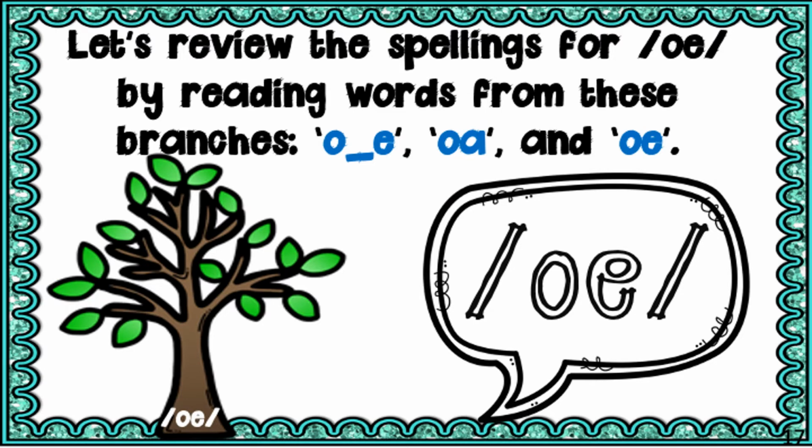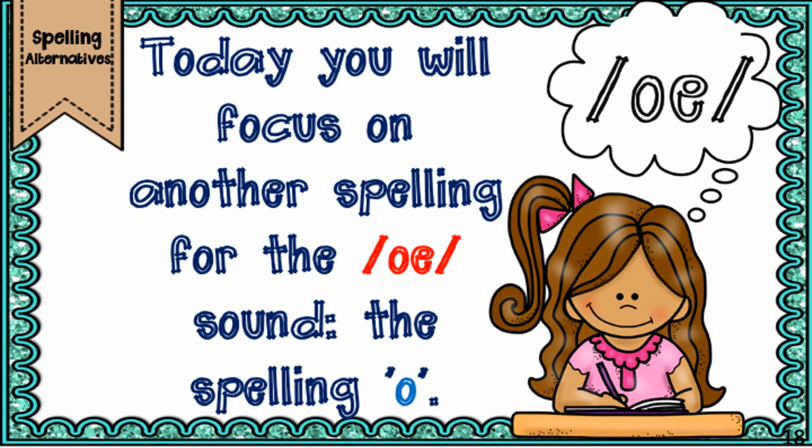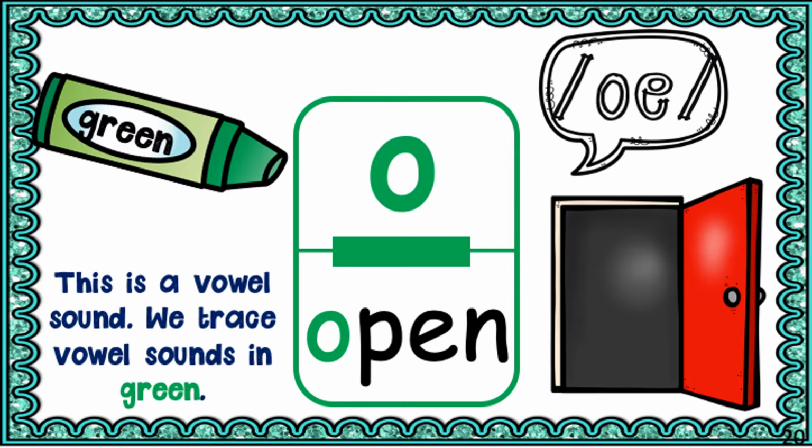Let's review the spelling for the O by reading words from these branches. O consonant E, OA, and OE. Today we're going to focus on that tricky spelling. This is where the O sound is made with just the letter O. So like in the word open. Open, the O in open says its name. It makes the long vowel sound.